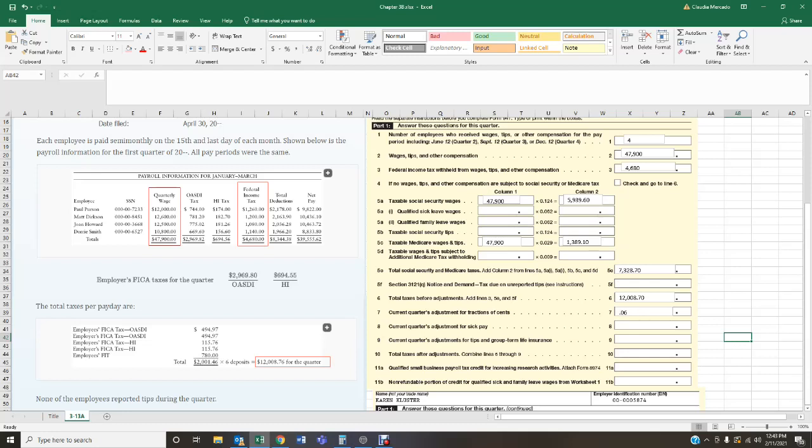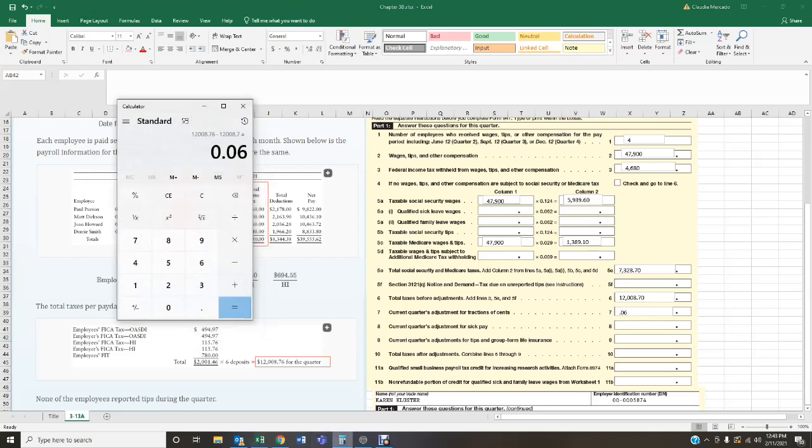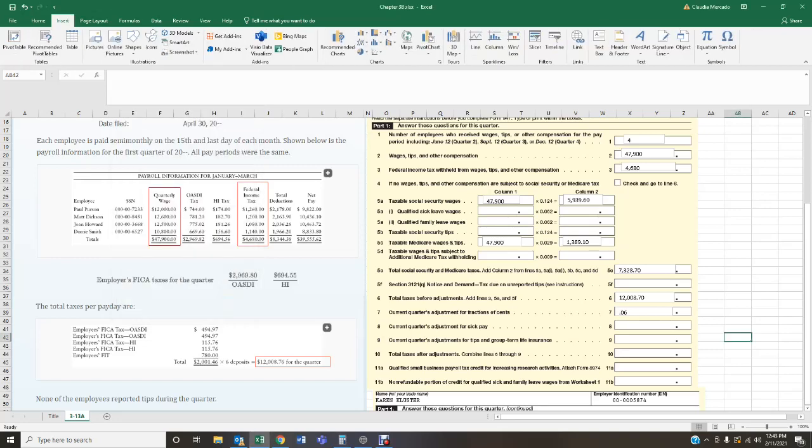Now line number 10. We're going to total taxes after adjustments, which combines lines 6 through 9. So we're going to add lines 6, 7, 8, and 9, and let's see what that gives us. It'll be 12,008.70 plus 0.06, and the other lines are left blank. So line number 10 will be $12,008.76. Okay. And that is line number 10.